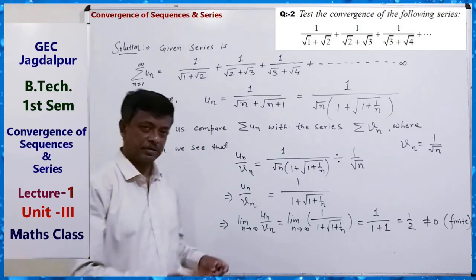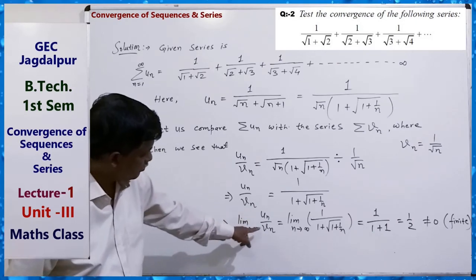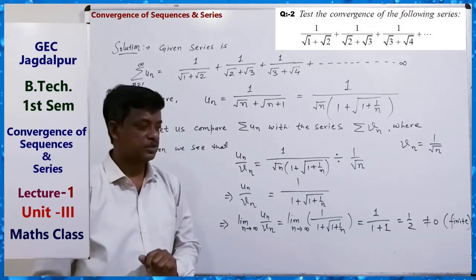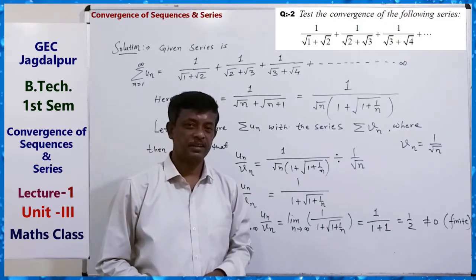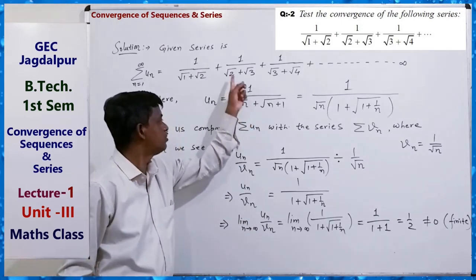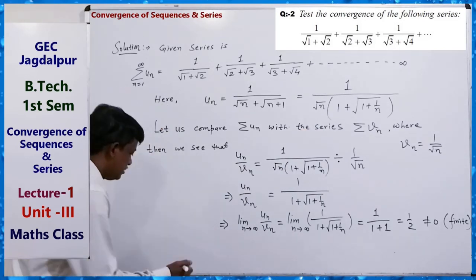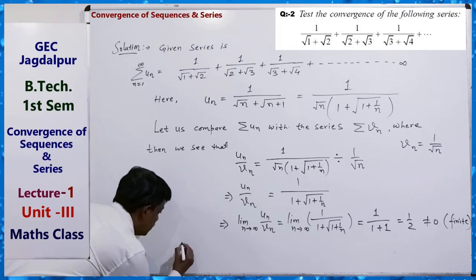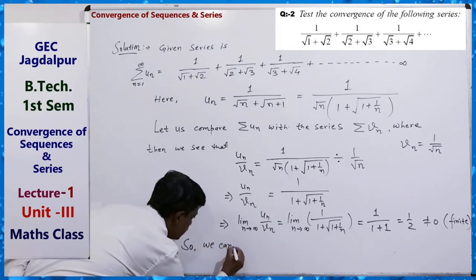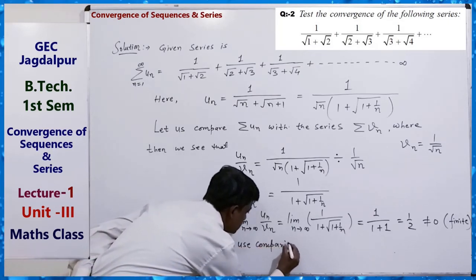Therefore, limit of un by Vn as n tends to infinity is finite and non-zero. So 1 by 2 is the limit. So this is the condition for comparison test. The series is compared with series Vn, so we can use comparison test.